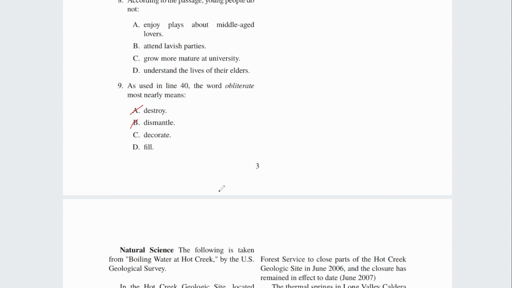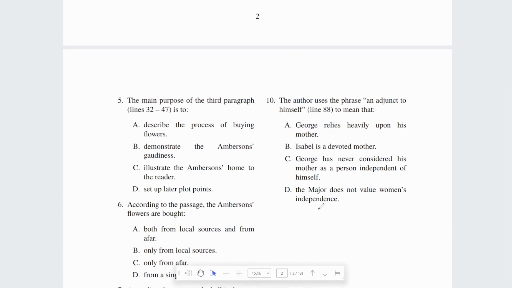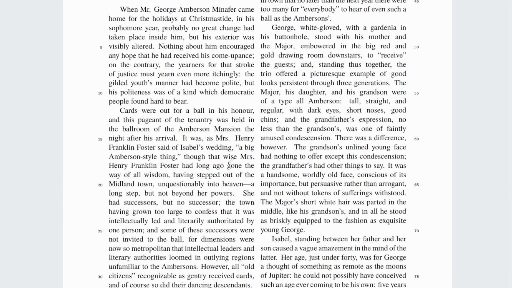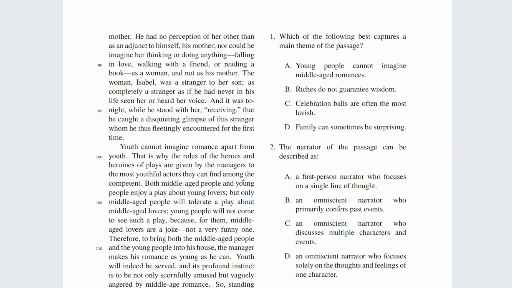So to me, the best answer seems to be to decorate. Obviously, they're just trying to decorate this house, and to fill seems like something that isn't totally supported by the passage. Although it does seem like there's a chance that the Ambersons do try to fill their entire house with all of these plants and flowers. But okay, I think the answer is answer choice C. And if we check back the way that we normally check back: not, however, until the stock of the local florists proved insufficient to decorate the interior structure of the big house in the typical Amberson way. Yeah, I like that. I'm sticking with it.